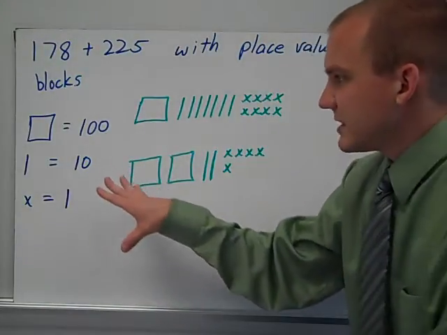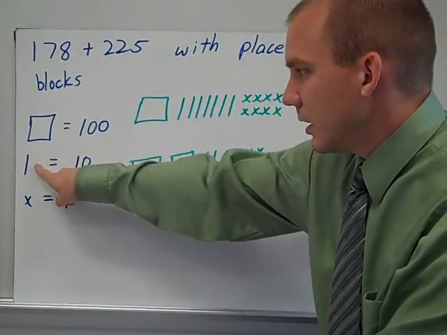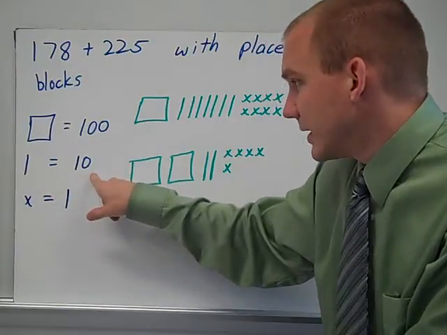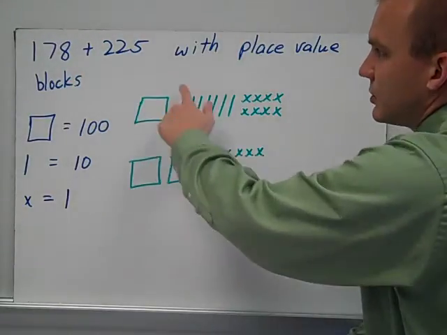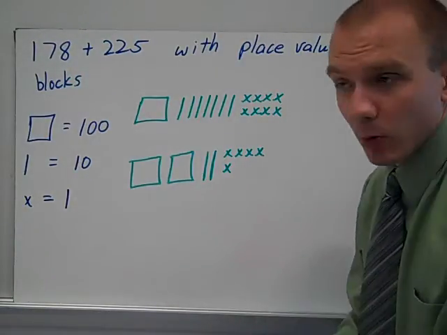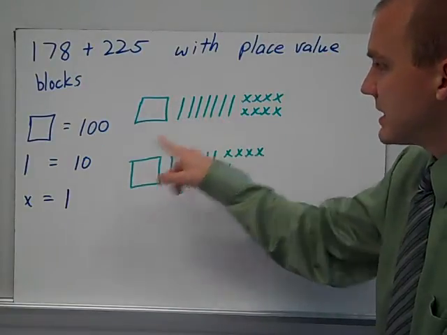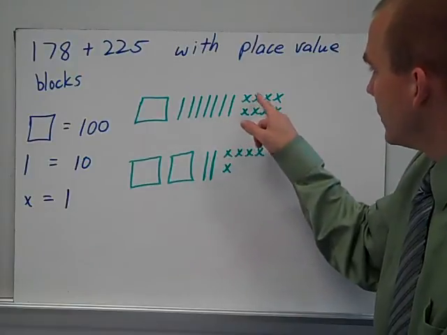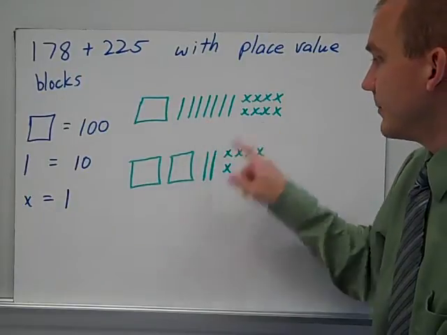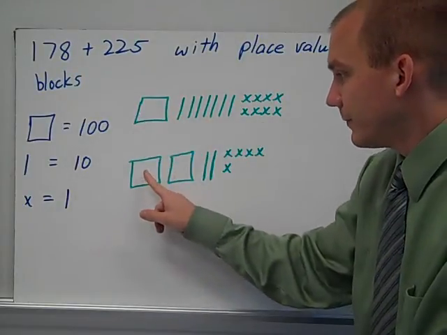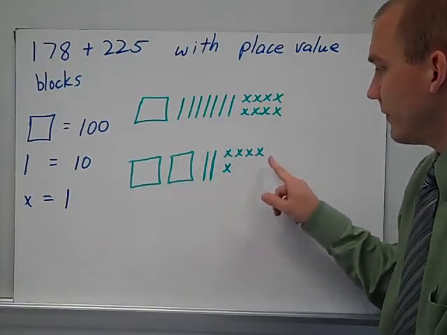Alright, for the purpose of this, just so we can get on board, I like to just draw pictures. The square represents 100. A little line kind of looks like a lowercase l represents 10. And an x represents 1. So to do 178 plus 225 with place value blocks, you have to represent both numbers. Here is 100, 1, 2, 3, 4, 5, 6, 7 tens, so this would be 70. And then 1, 2, 3, 4, 5, 6, 7, 8 ones, so that would be 8. 178. And then 225. 100, 200, 10, 20, so 220. 1, 2, 3, 4, 5.